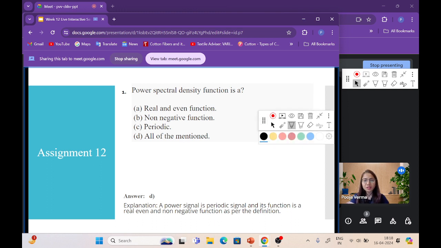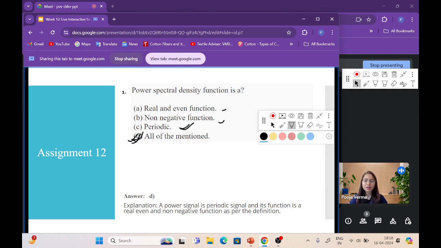The first question: the power spectral density function is, option A, a real and even function; option B, a non-negative function; option C, periodic; or option D, all of the mentioned. I already told you in the properties of the power spectral density that it is a real and even function, and it must be a non-negative function also. It can be a periodic signal. So the correct option is option D, all of the mentioned. These are the properties of the power spectral density.